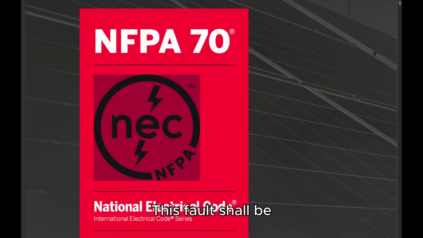This fault shall be assumed to be either between two or more of the circuit conductors, or between any circuit conductor and the equipment grounding conductor as permitted in 250.118. Listed equipment applied in accordance with their listing shall be considered to meet the requirements of this section.